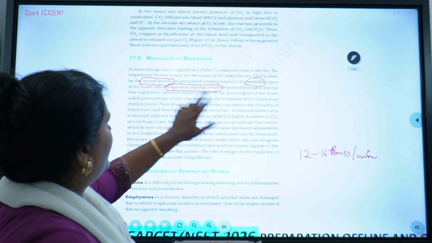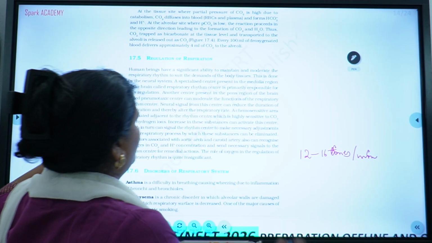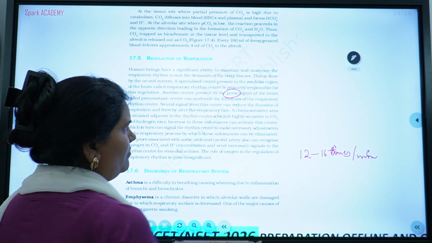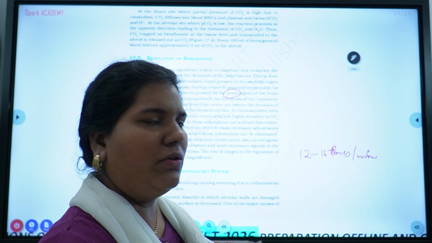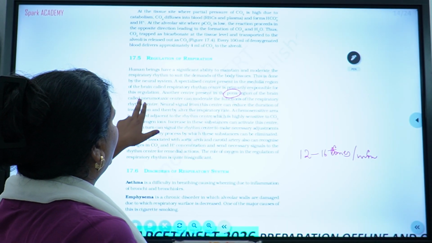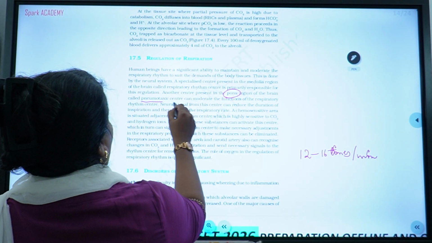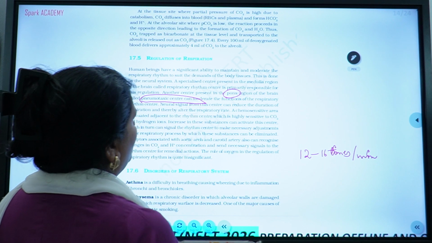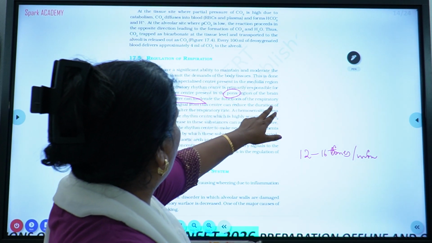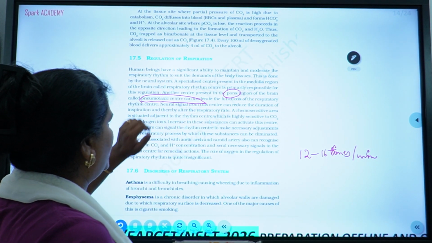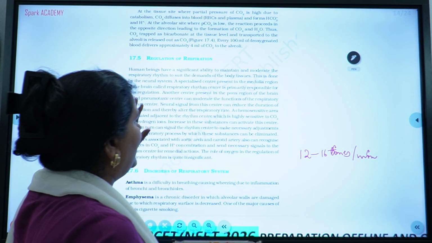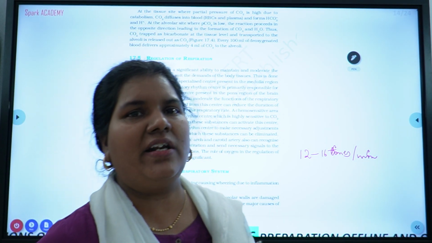And then another center is present. There's another center which is present in pons varolii. Now you know what is pons varolii. It is also a part of the hindbrain. What is it doing? It is called the pneumotaxic center. What is this pneumotaxic center? It can moderate the functions of the respiratory rhythm center. Actually, in a way, it is controlling the respiratory rhythm center.